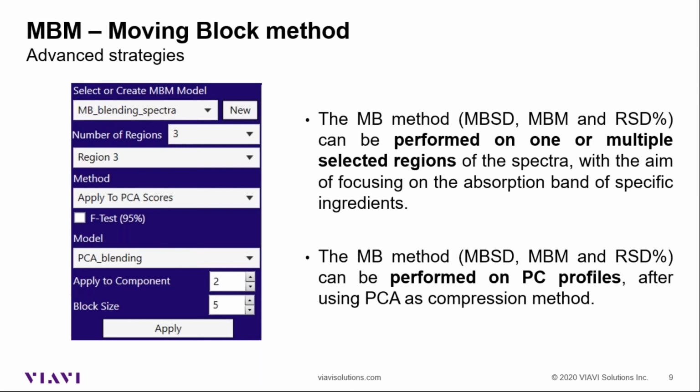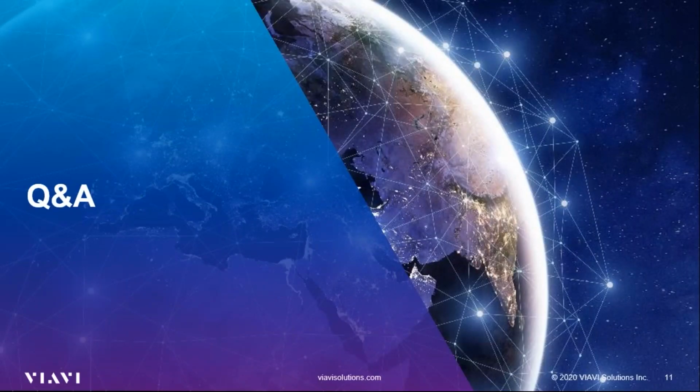Another thing that is not so easy to find in commercial software, and that is implemented in the MicroNIR Pro software, is the performance of moving block onto the PCA profiles. What does it mean? It means that I use PCA, principal component analysis, as a compression method, to discard the information that is not interesting and just summarize the variability that is useful for me. And then I perform the moving block strategy onto this profile, not directly related to the spectra, but directly related to the PCA scores. This is something a little bit more advanced. I don't think that we will have time today, so I will go rapidly to the hands-on session.